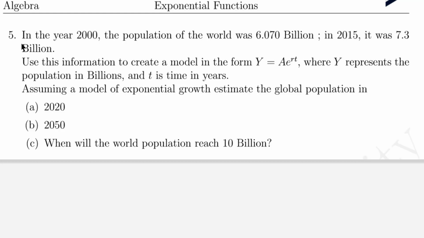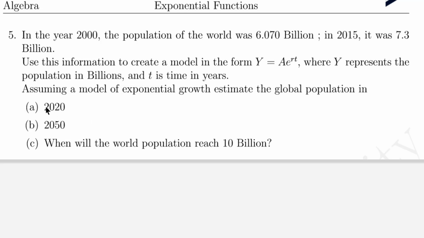So let's look at this example here. In the year 2000, the population of the world was 6.070 billion. In the year 2015, it was 7.3 billion. Use this information to create a model in the form y equals a e to the power of rt, where y represents the population in billions and t is the time in years since the year 2000. Assuming a model of exponential growth, estimate the global population in 2020 and 2050. When will the world population reach 10 billion?